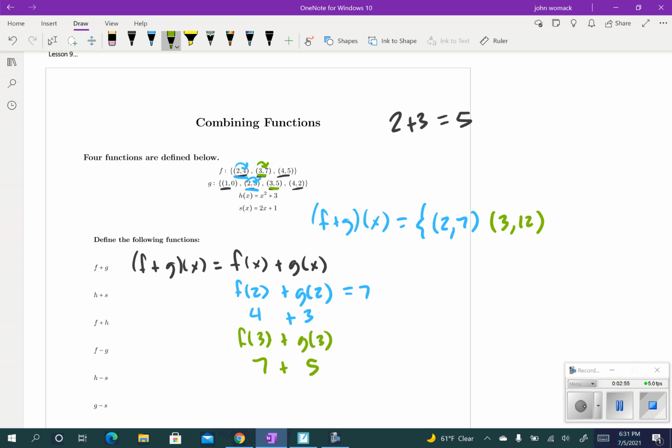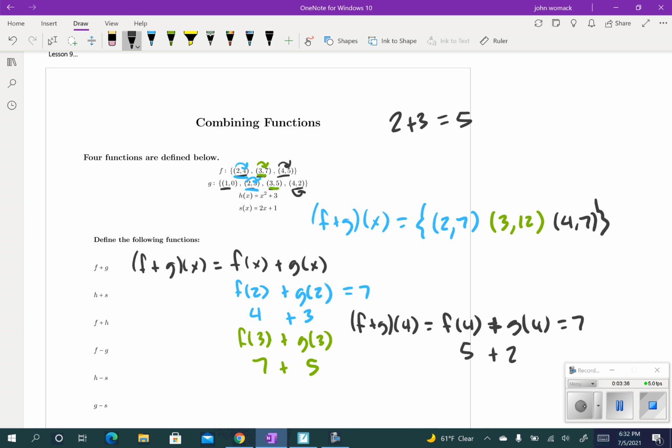Okay, last one. If you look at it, we've got 4, 5, and 4, 2. So if I want to find what is f plus g of 4, that just means to take f of 4 plus g of 4 and add them together. Well, f of 4, I plug 4 in, I get 5 back out. If I plug 4 into g, I get 2 back out. I add them together, so f plus g of 4 is equal to 7. So I come up here, I plug 4 in, I got 7 back out.